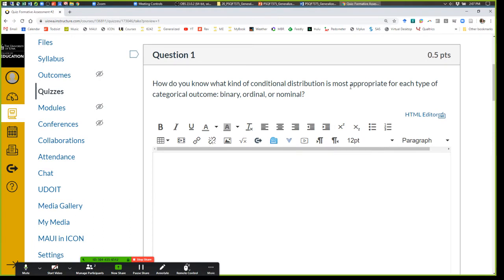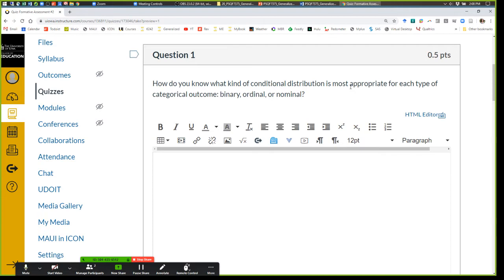So first question, how do you know what kind of conditional distribution is most appropriate for each type of categorical outcome, binary, ordinal, or nominal? What do you think? Let's do them one at a time. Binary. What distribution does binary data follow? Bernoulli. Can that be wrong? No. There is no possible misfit there. That's the right answer.